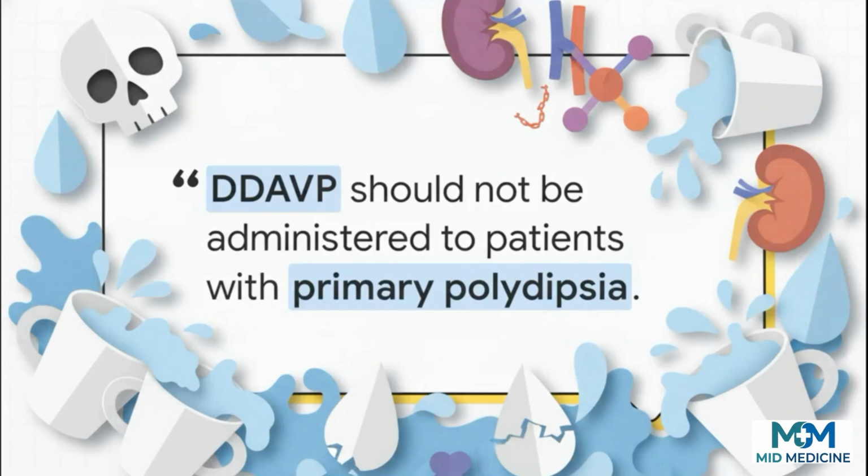I want to pause here for a massive clinical pearl directly from our sources. This quote is absolutely vital. You must never give DDAVP, that's synthetic hormone, to a patient who actually has primary polydipsia. If a patient is compulsively drinking massive amounts of water and you medically force their kidneys to retain all that fluid, you are going to trigger severe, potentially fatal water intoxication. That is exactly why the baseline labs and that step-by-step logic we just went through are so incredibly important.